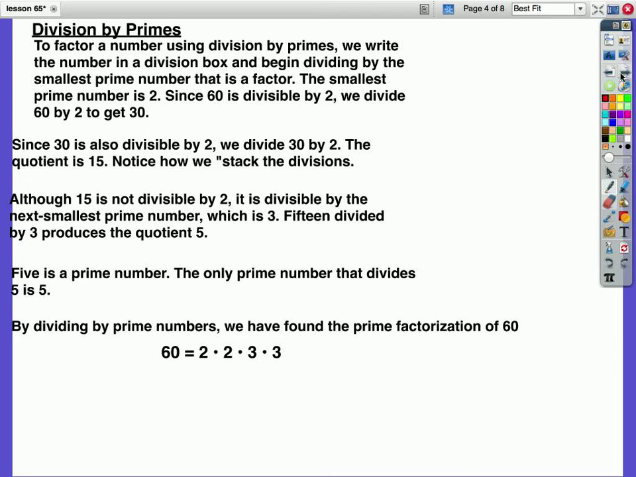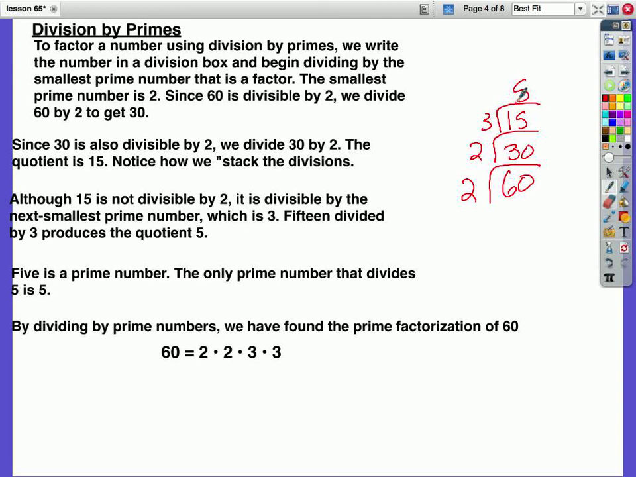The smallest prime number is 2. Since 60 is divisible by 2, we divide 60 by 2 to get 30. Now, since 30 is also divisible by 2, we divide 30 by 2. Okay, that would give me 15. Notice how we're stacking the divisions. Now, although 15 is not divisible by 2, it is divisible by the next smallest prime number, which is 3. 15 divided by 3 is 5.